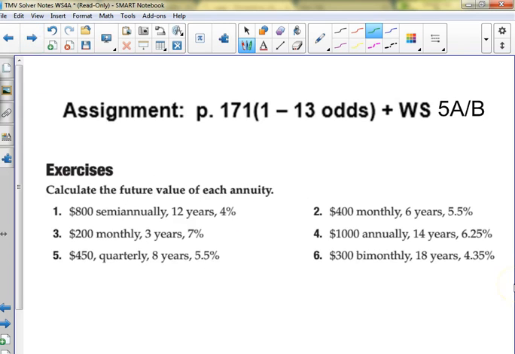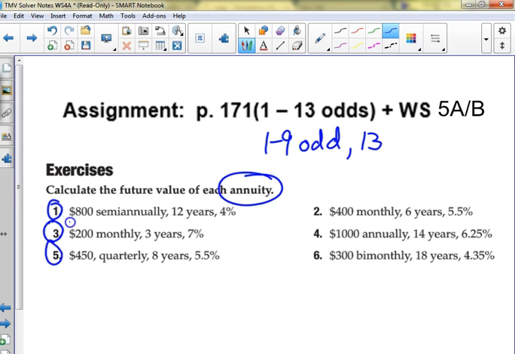All right, guys, real quick, your assignment on this particular section, we're going to do more of this, but the book work is to do 1 through 9, odds, and 13, okay? 1, 3, and 5 are annuities. So this is your payment, and this is how often you're making it. Semi-annually means your payments per year are going to be 2, okay? And for 12 years, so N will be 12 times 2. Everybody okay with what we're doing on this section?